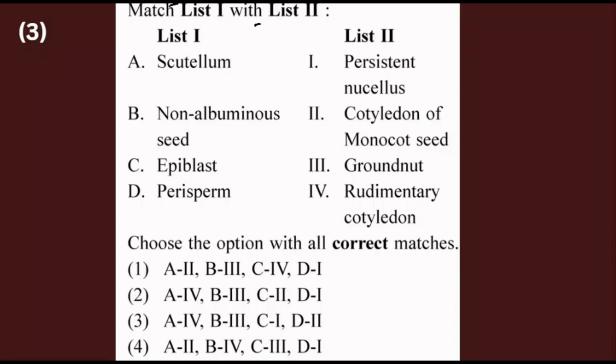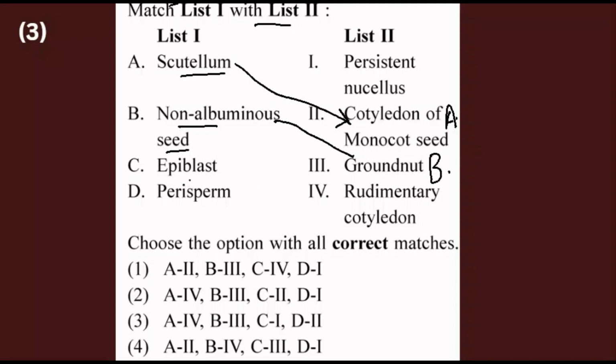List 1 with list 2. List 1, A, scutellum. In the list 2, which one should we choose? Scutellum is the cotyledon of monocot seed. So this is A. B, non-albuminous seed, which means they don't have endosperm when they mature. Then that will be groundnut. So here this is B option.